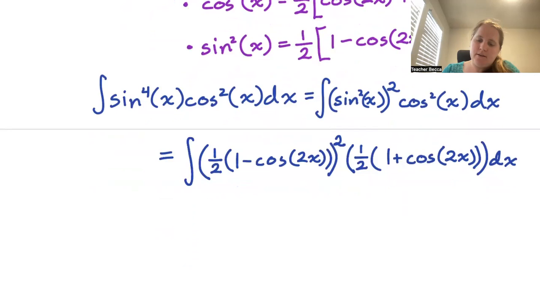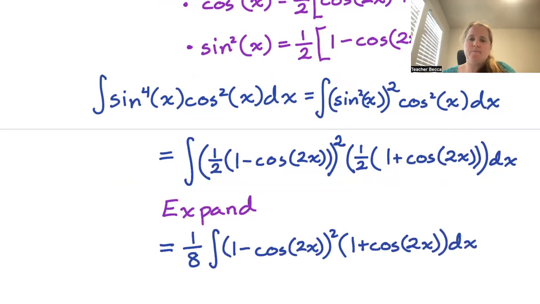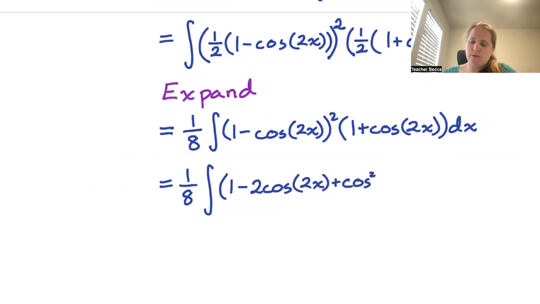At this point, we go ahead and expand. So we have a 1/2 squared times another 1/2 is 1/8, which we can pull out front. So we have 1/8 times the integral of 1 minus cosine of 2x, that whole thing squared, times 1 plus cosine of 2x dx. Expanding, this is 1/8 times the integral of 1 minus cosine 2x squared becomes 1 minus 2 cosine of 2x plus cosine squared of 2x. And then we are multiplying that by 1 plus cosine of 2x. And then dx.